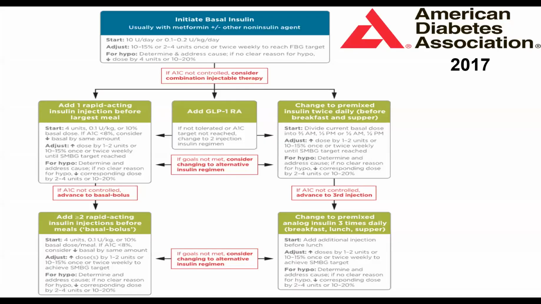Now looking into the ADA guideline, it says that you can add prandial insulin or rapid acting insulin 1 time, 2 times or 3 times. Second, you can give a GLP-1, or third, you can shift the patient from basal insulin to premixed insulin. So these are the three options in front of us as far as the ADA guideline is concerned. We have decided to shift the patient to twice daily premixed insulin.